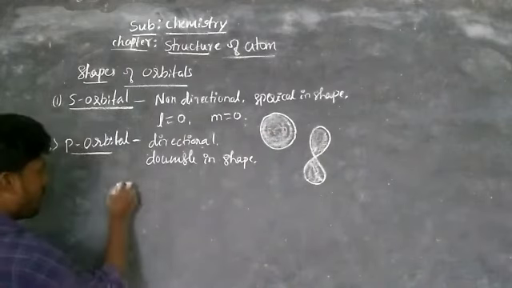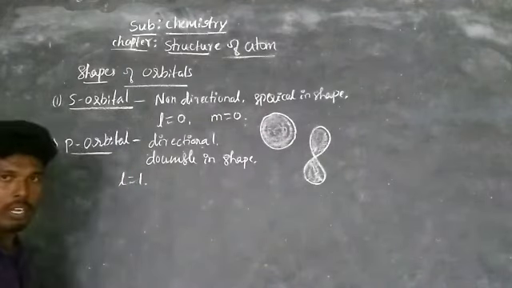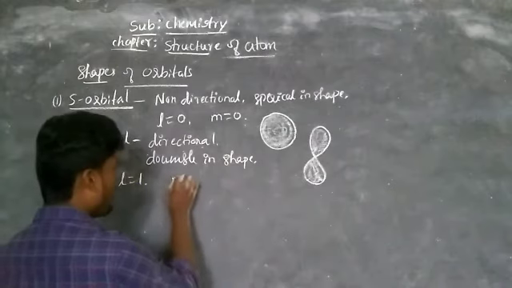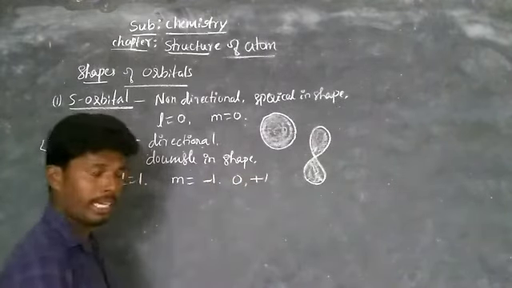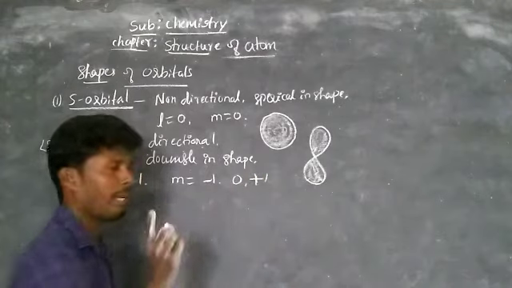For this one, the L value is 1 and the M value is -1, 0 and +1. It means there are 3 orbitals.